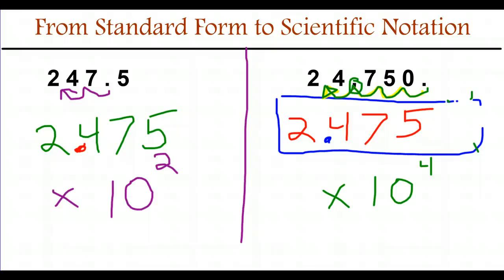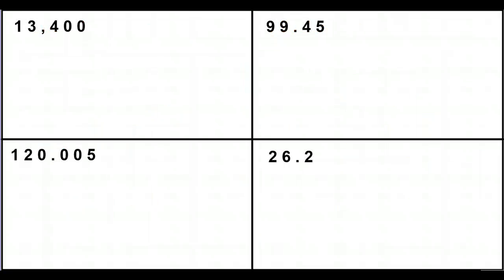So go ahead and pause the video and see what you can do with these 4 problems. 13,400, 99 and 45 hundredths, 120 and 5 thousandths. Take a look at those zeros and see if you can identify how they might be different than the zeros in, say, 13,400. And finally, 26.2.